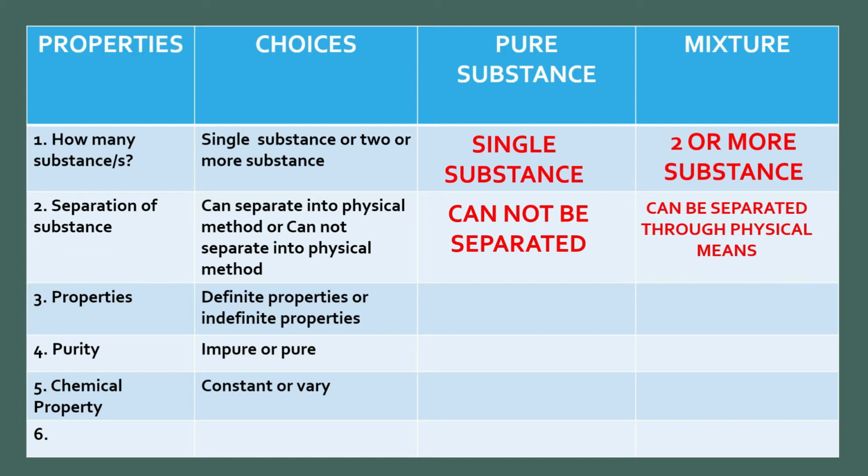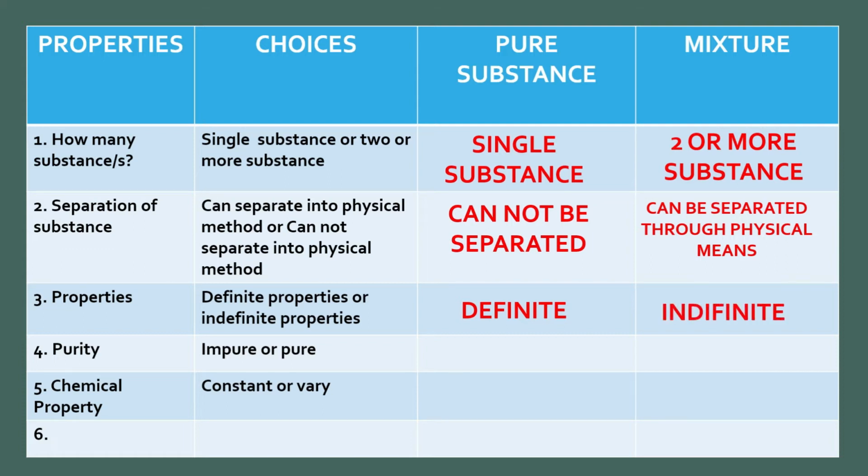You can separate the pure substance by means of chemical reaction. Next, properties. Okay, a pure substance is definite. When we talk about definite, their properties are only one. Although they are different elements, when you look at them as one, they have only one set of properties. For example, we have salt. Salt is composed of sodium and chloride. But when you taste it as one, you will not taste sodium or chlorine. What we taste is saltiness, which is the salt itself.